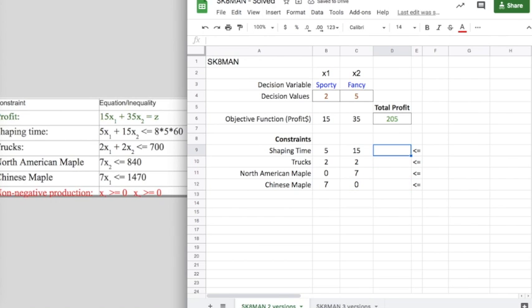So then we're going to put in our formulas. If we made 2 sporty and 5 fancy, how long would that take? We're going to do the same math as before: equals the number of sporty times the number of minutes used for one sporty plus the number of fancy times the amount of time used. That would take 85 minutes to make 2 sporty and 5 fancy.